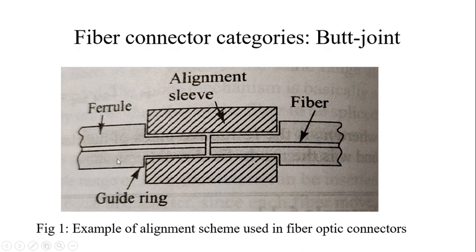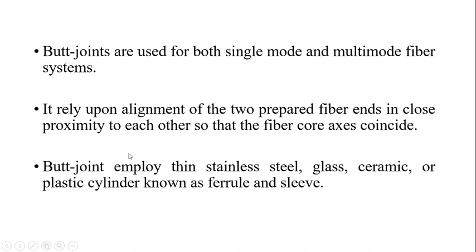The center of the ferrule has a hole that precisely matches the size of the fiber cladding diameter. Typically the hole size is 125 micrometers. The fiber end faces are also smoothly finished. The challenge that arises in the butt joint is lateral alignment. You can go through the explanation.